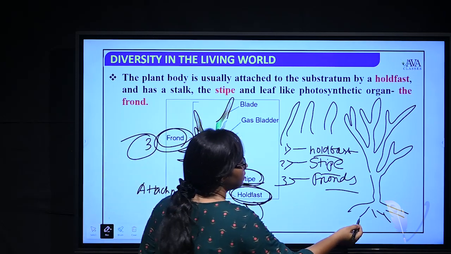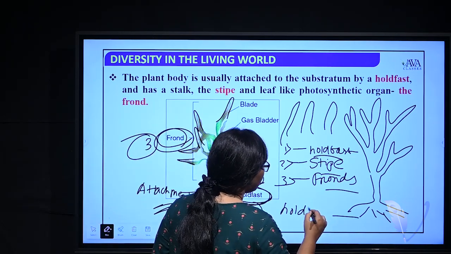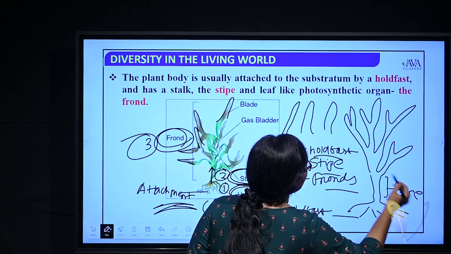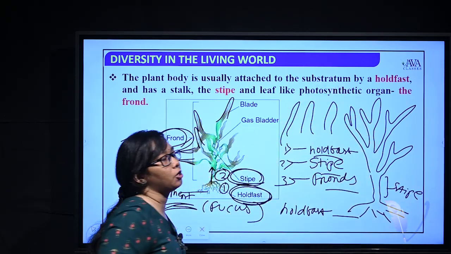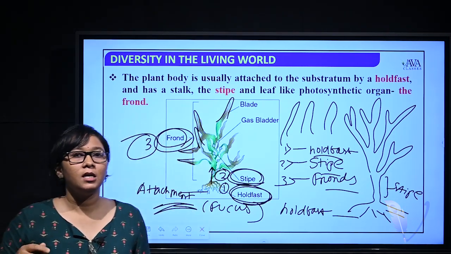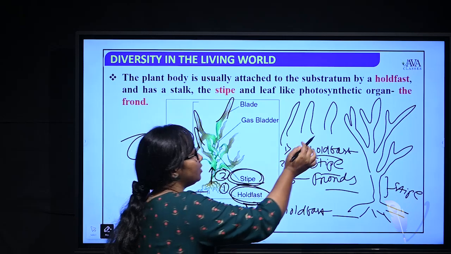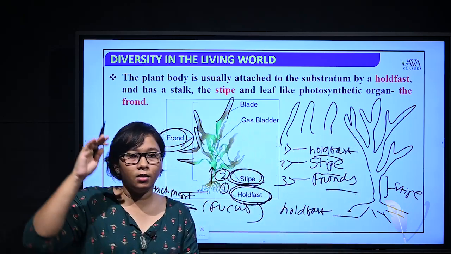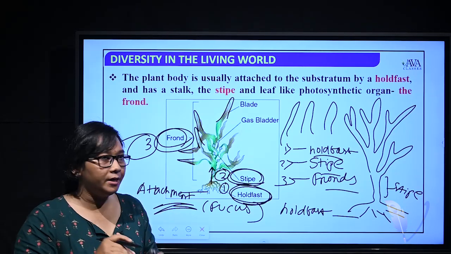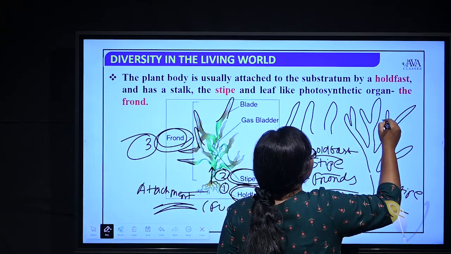Okay, it is the holdfast, it is the stipe, and these are the elongated, slippery and pointed structures, they are called the fronds. And the fronds in the upper area are bifurcated. Okay, they are divided.